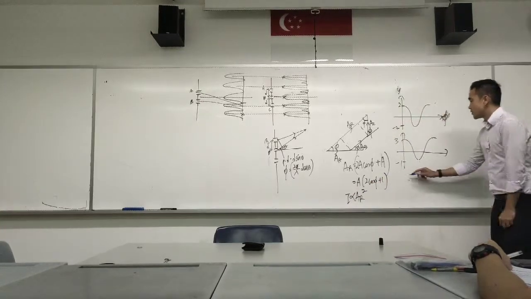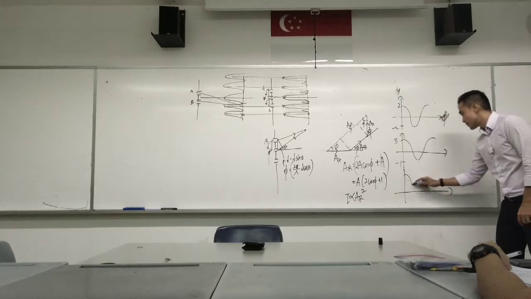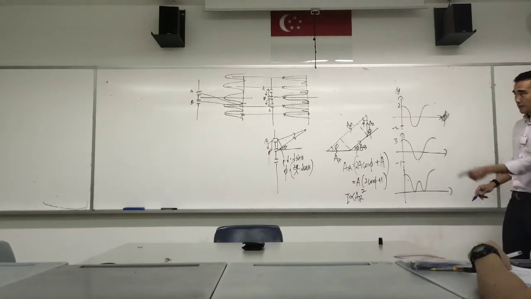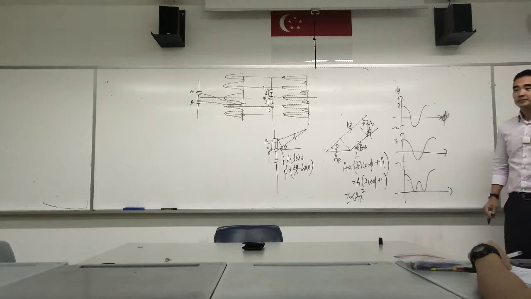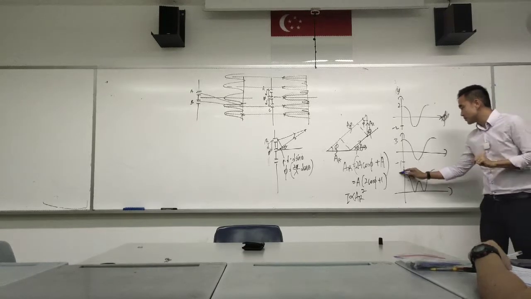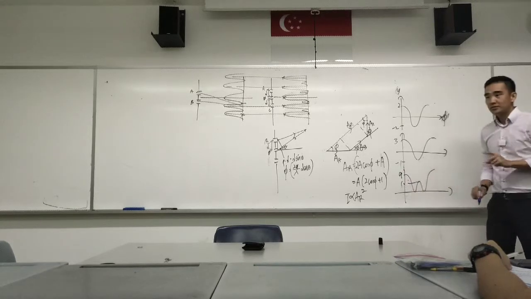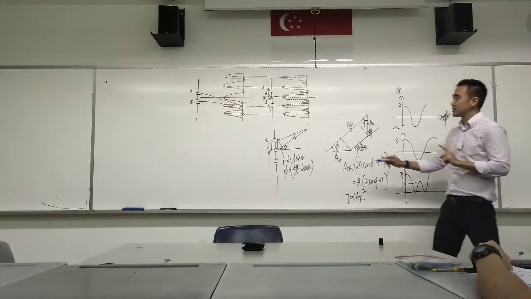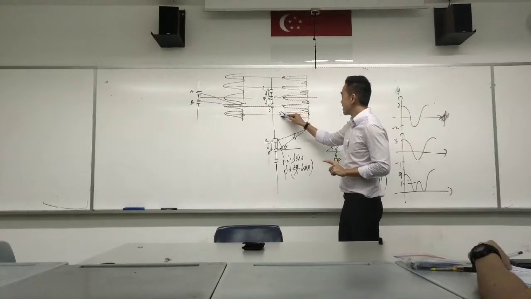So if I square this graph, how is it going to look like? It's going to look like, which is exactly what we have over there. Does it make sense? This is going to be 9, this is going to be 1. That means the intensity ratio between this and this is 9 is to 1.